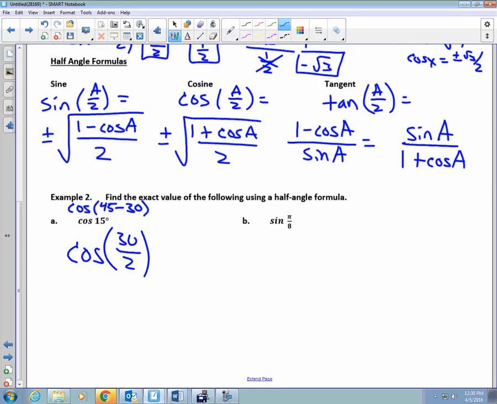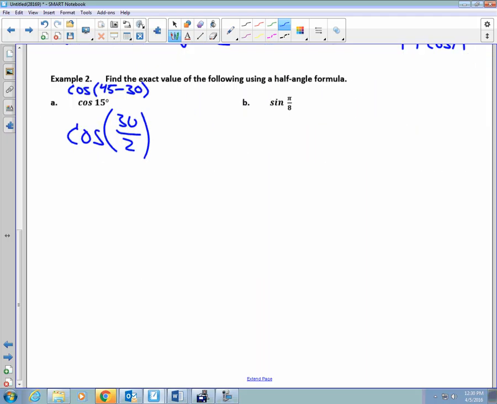On the test, I will not tell you to use the sum and difference or the half angle formula. You have to decide. I will work both problems out so that you can choose either method and make sure you're coming up with the right answer. You get a choice. But I'm not going to tell you what to do. You got to figure that out. So I have cosine of 30 over 2. So therefore, what is the angle that I use in this problem? What is A? A is 30.